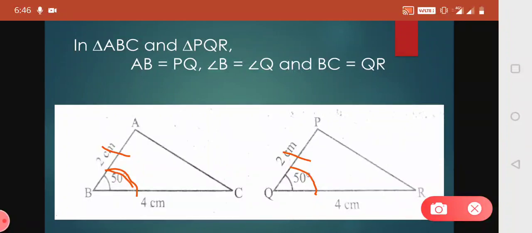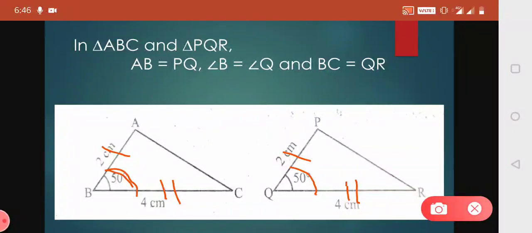And the third condition, that is the third side, BC equal to QR. So according to the statement of SAS congruence rule, two triangles are congruent if two sides and included angle. This is a very necessary condition: if we take any two sides, then the angle which is given should compulsorily be the included one. Included means it should be between the two given sides.